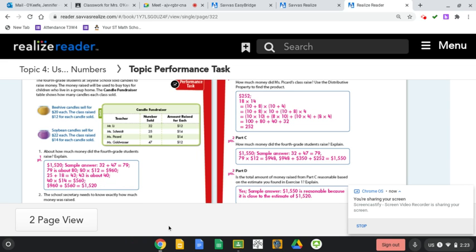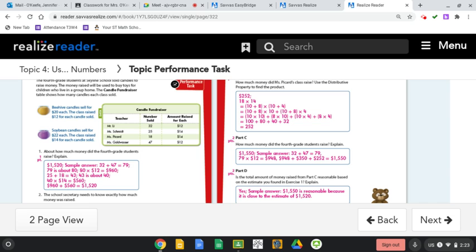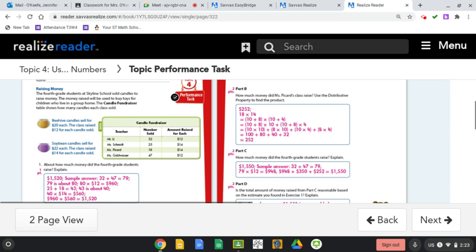Here are the answers to the performance task you guys were working on yesterday and last night to prepare for your test. So it tells us the fourth grade students at Skyline School sold candles to raise money. The money raised will be used to buy toys for children who live in a group home. The candle fundraiser table shows how many candles each class sold. So, excuse me, here is our data.